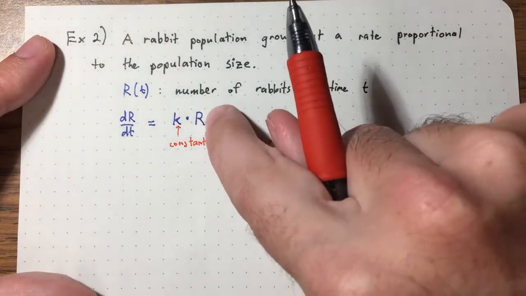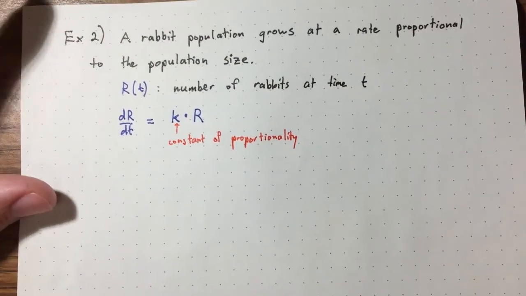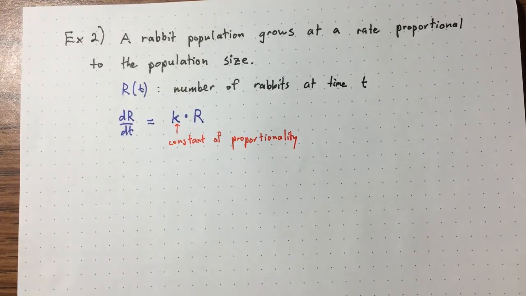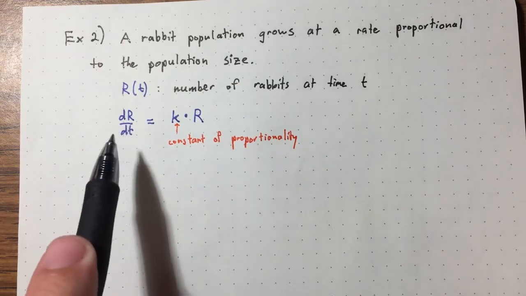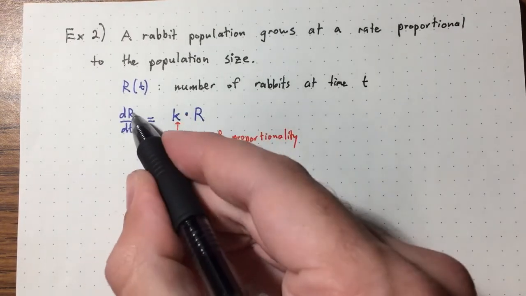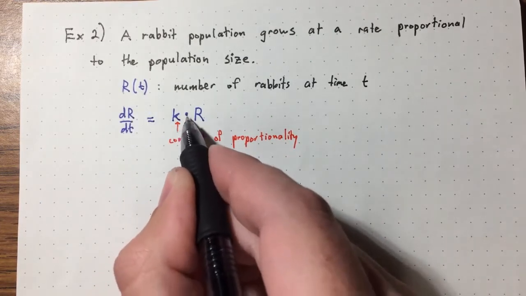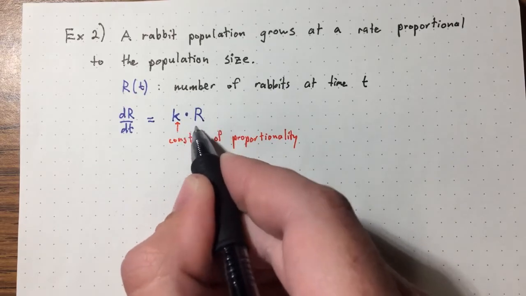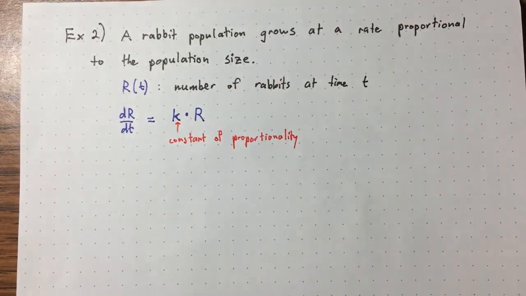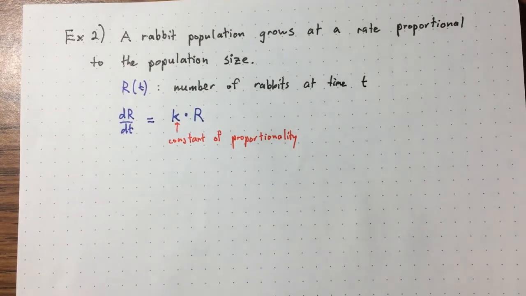And r is the same as that r over there. It's this unknown function r of t that we're trying to solve for, right? So this is a more interesting differential equation because we can't just solve this one by taking an antiderivative. So make sure you can appreciate that. If we try to take an antiderivative, we get r equals k times, well, the antiderivative of r, but we don't know what r is. That's what we're trying to figure out, right? We're trying to solve this for r of t.